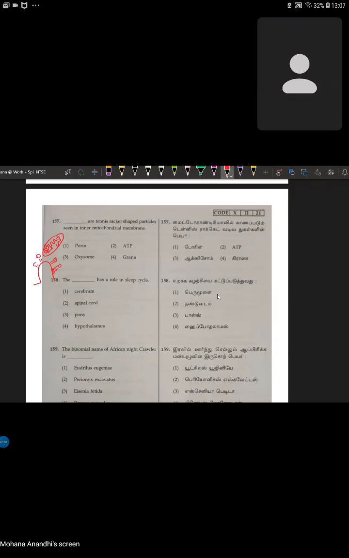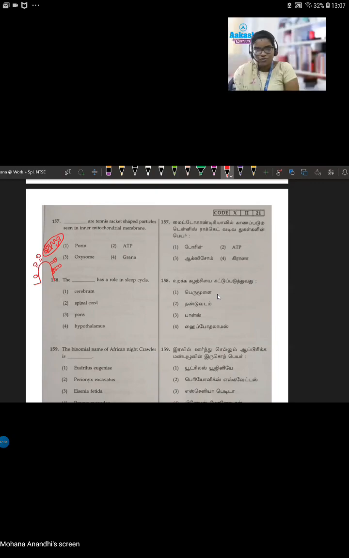Oxysomes. They are called oxysomes. So this is the oxysome. See, porin is a protein which helps to transfer substances from inside and outside the mitochondria. ATP is being generated here, and grana is a part of the chloroplast.